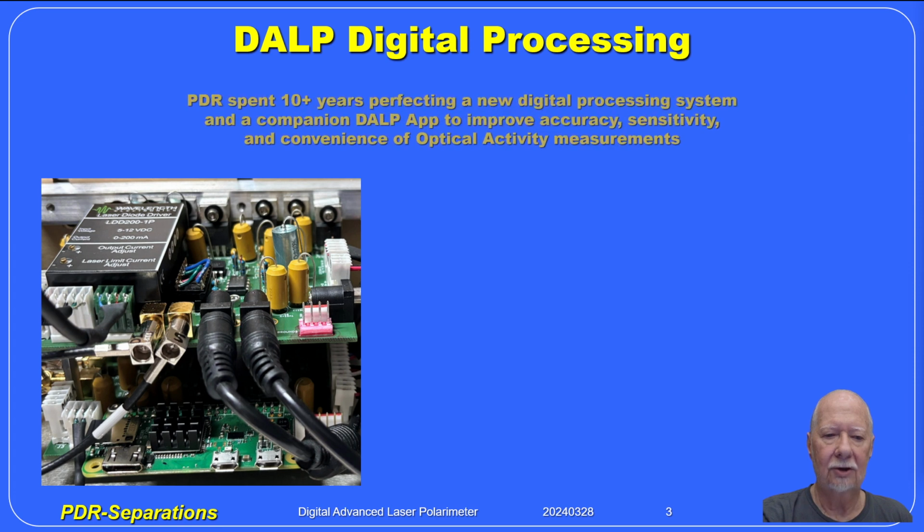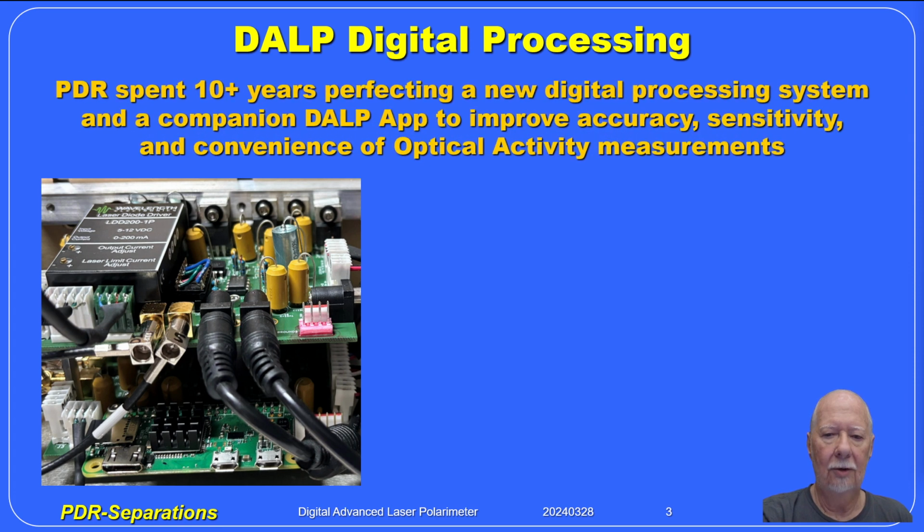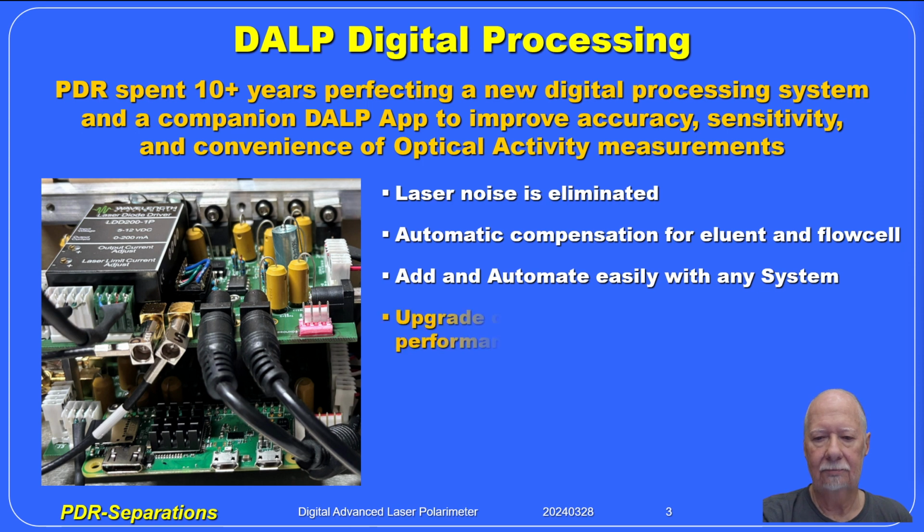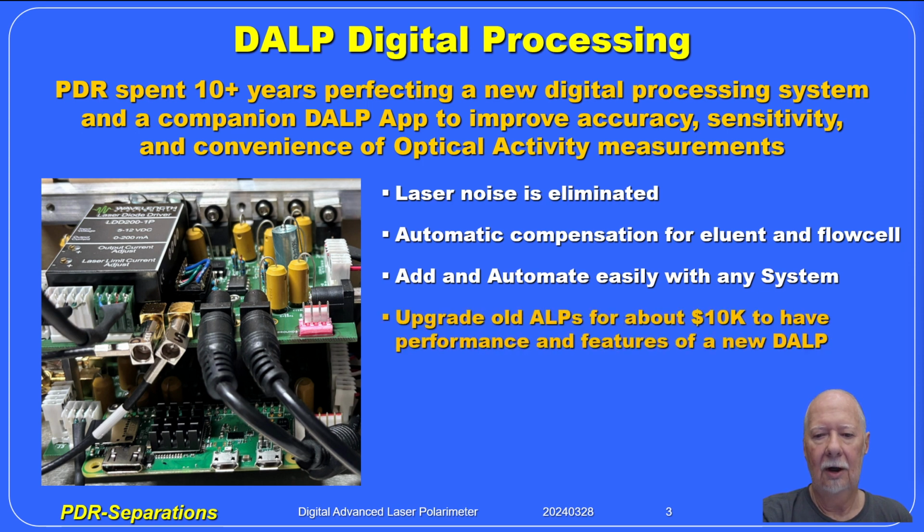DALP Digital Processing. PDR spent more than 10 years perfecting a new digital processing system and a companion DALP app to improve accuracy, sensitivity, and convenience of optical activity measurements. Laser noise is eliminated. Automatic compensation for eluent and flow cell. Add and automate easily with any system. Upgrade old ALPs for about $10,000 to have performance and features of a new DALP.